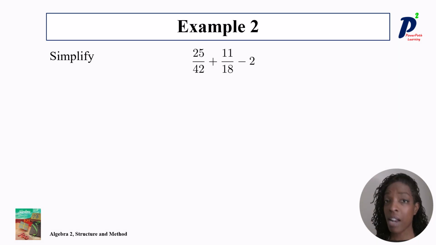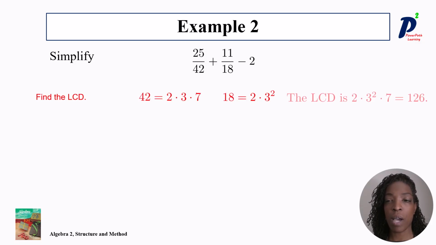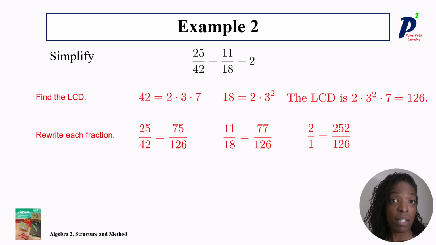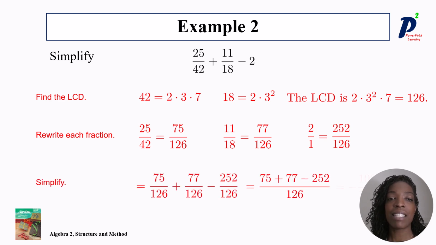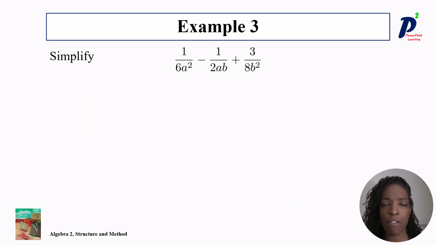In example 2, we do not have like denominators, so we need to make some small adjustments. First, I'm going to factor my denominator so I can see what my LCD is. I take the highest power of each factor to get 2 times 3 squared times 7 equals 126. I rewrite each of my fractions over 126, my new LCD, and then I do the same math that I was expecting to do before. The final answer is negative 100 over 126, which simplifies to negative 50 over 63.